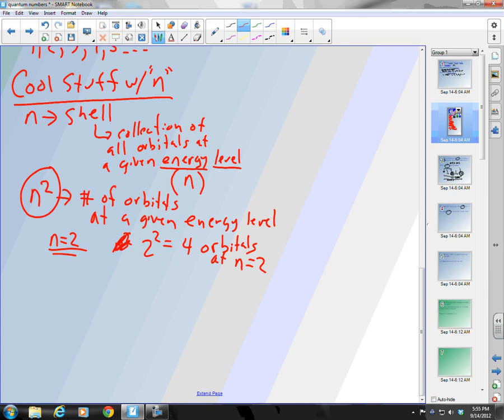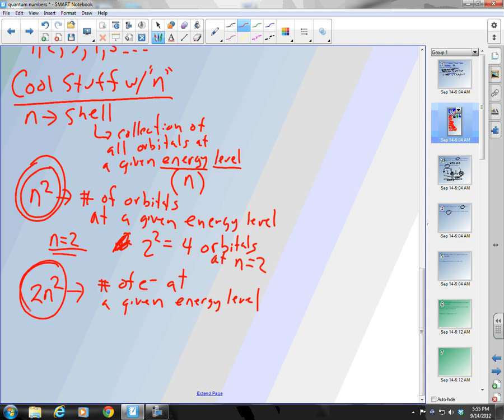And finally, a last cool thing about n is I can actually figure out, because of the Pauli exclusion principle, the number of electrons that can exist at a given energy level. If I know the number of orbitals is n squared, and there can be no more than 2 electrons per orbital, then 2n squared is equal to the number of electrons at a given energy level. So once again, if I'm at n equals 2, how many electrons can occupy the second energy level? 2 times 2 squared. So 2 times 4 is 8. So 8 electrons can possibly occupy the second energy level.